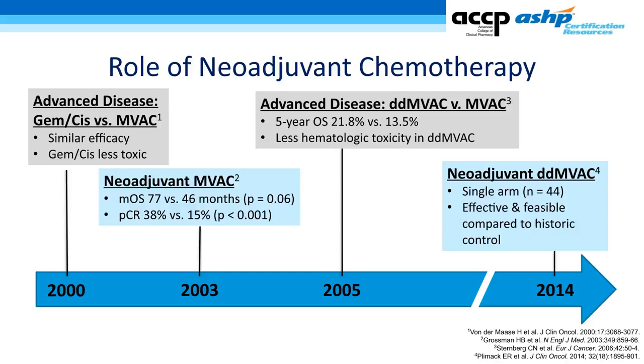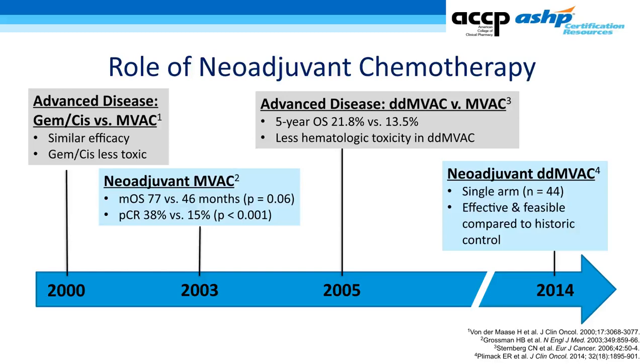You'll see there in the light blue boxes the neoadjuvant MVAC study in 2003 that showed an improved overall survival with neoadjuvant chemo followed by cystectomy compared to cystectomy alone. This really was groundbreaking and established a role for neoadjuvant cisplatin-based chemotherapy in the treatment of potentially curative muscle invasive bladder cancer, improved overall survival with a p-value of 0.06, and improved pathological complete response rate as well by more than half, meaning that when they did the surgery, patients were more than twice as likely to have all their disease go away with cisplatin-based chemotherapy prior to surgery. There was also the neoadjuvant dose-dense MVAC study, which we'll talk about in a later slide.